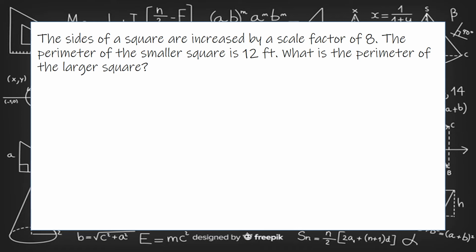The sides of a square are increased by a scale factor of 8. The perimeter of the small square is 12 feet. What is the perimeter of the larger square? So it is also going to be increased by a scale factor of 8. So all you have to do here is do 12 times 8, and you get 96 feet.